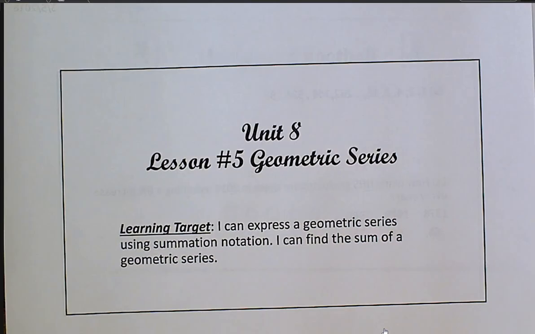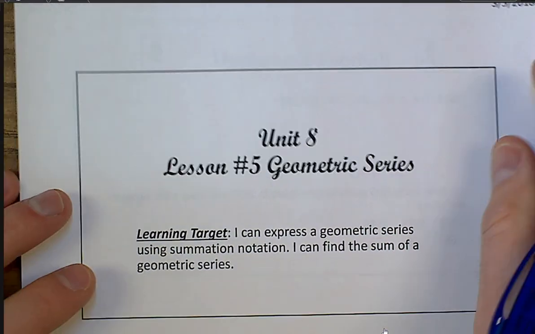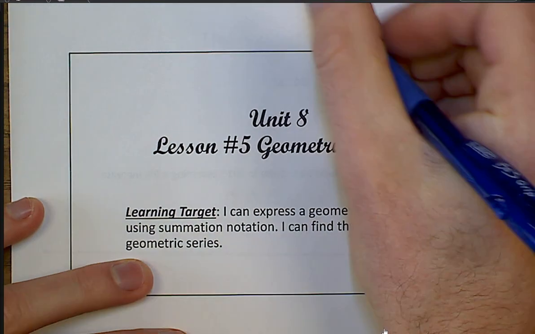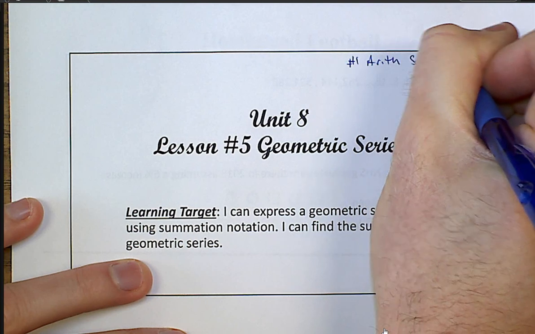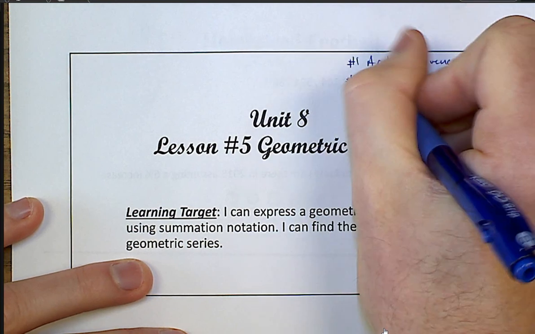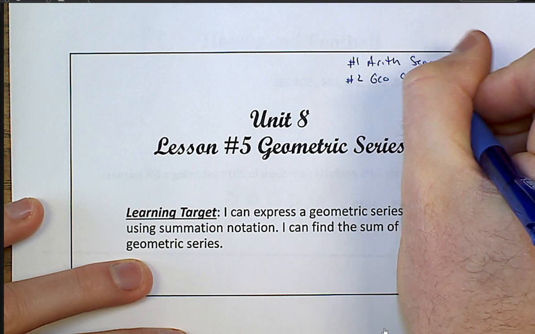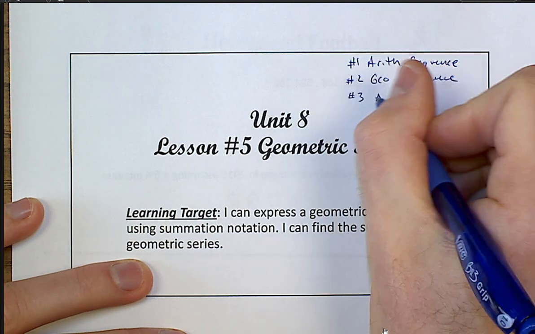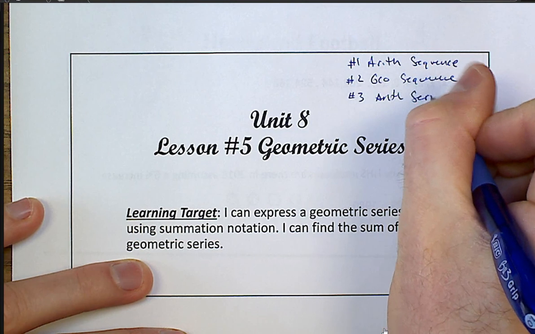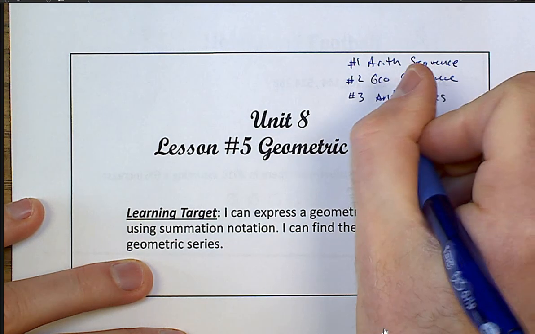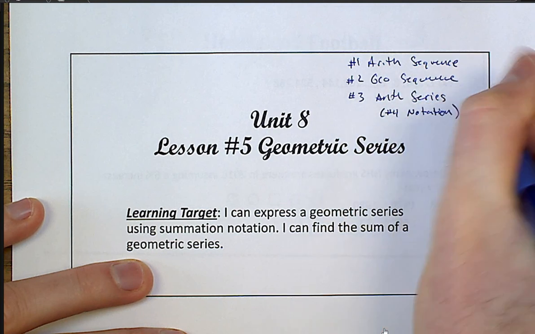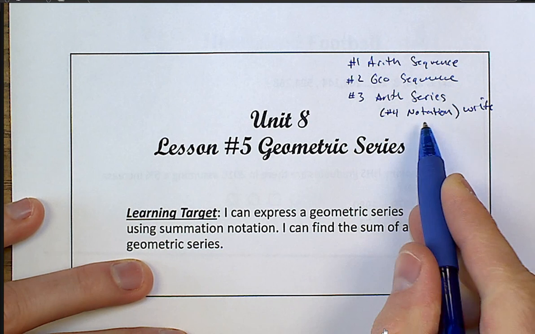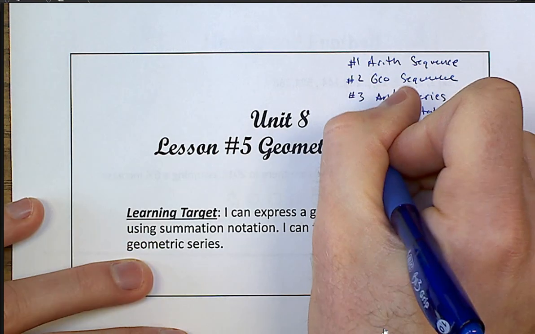We are continuing on in Unit 8, and today we're going to start Lesson 5, Geometric Series. Just to give you a quick review of what we've done in the past, we started off Lesson 1 with arithmetic sequences, then Lesson 2, which was geometric sequences, and then Lesson 3 was arithmetic series. Then we snuck in Lesson 4, which is just a notation, summation notation. It's how we write something, and you're going to see that carry over today in Lesson 5, which is geometric series.